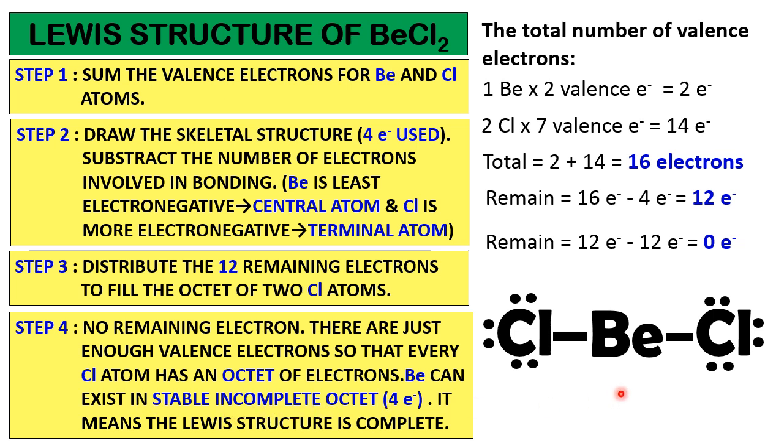So it means that beryllium will be stable although it is incomplete. There are 3 atoms which can exist in the incomplete octet, which are your beryllium, boron, and aluminium. We will look at more examples after this. So this is a complete Lewis structure for beryllium chloride.